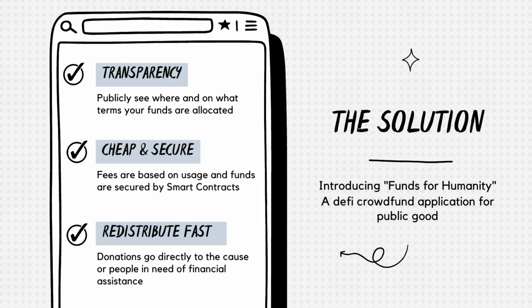You may be asking now, what is the solution? Funds for Humanity is a DeFi crowdfund application with transparency for public good. With this application, people, fundraisers, or charities have a fast and easy way to accept and use cryptocurrency as a new alternative to directly help their cause or community. Also, donors can now see exactly where and on what terms their donations are being allocated. That "where is my money going" question has finally been answered.